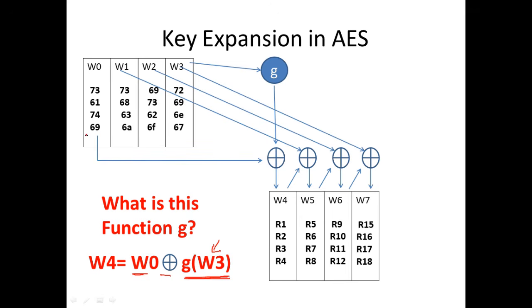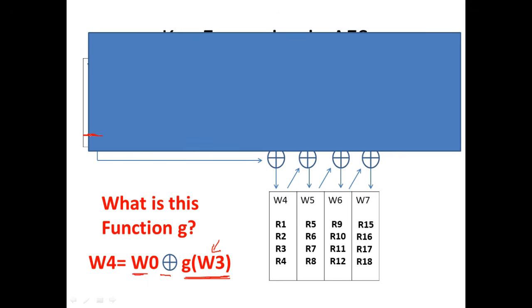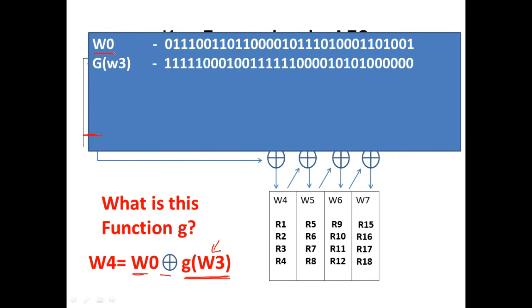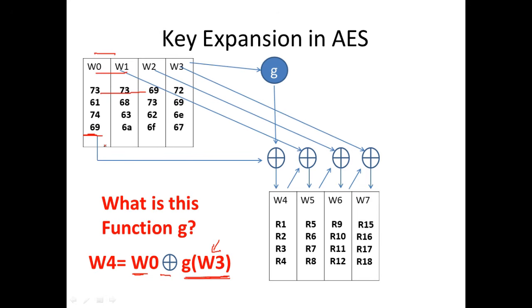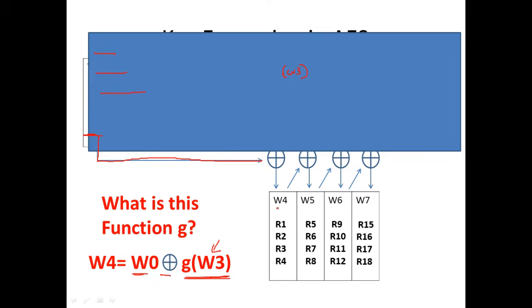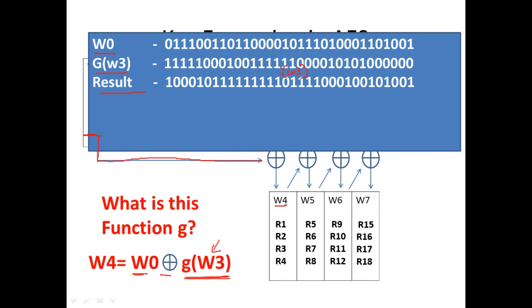Now we have to perform an XOR with W0. What is W0? This is W0. So that's what I have shown here. W0 XORed with G of W3 will give us the result. So this result is nothing but W4. So finally we have achieved W4. It is nothing but 8B FE F1 29.